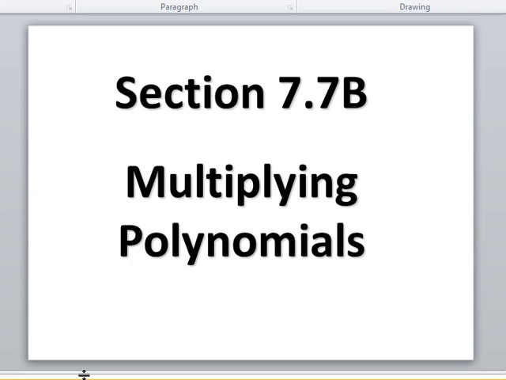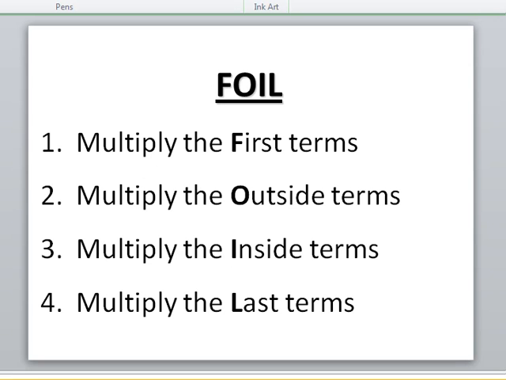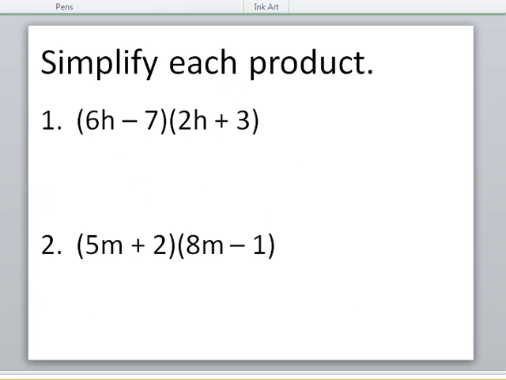Alright, in this section we're going to continue talking about foiling and multiplying polynomials together. We're also going to multiply a binomial times a trinomial. So, let's review foiling. Foiling, remember, is first, then outer, then inner, then last. So I'll show you that in these problems again.